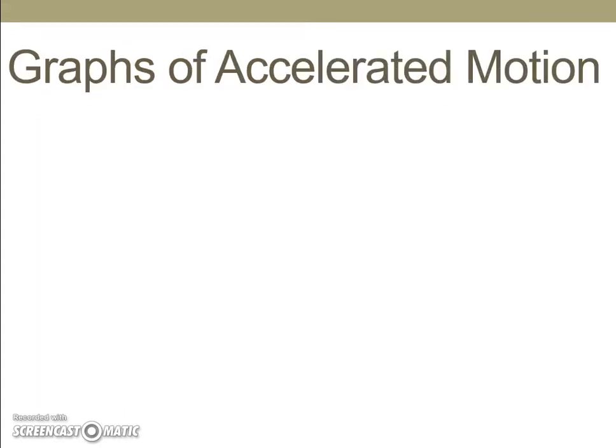Now moving on, there's one more thing I want to cover, and then we'll hit some highlights during class. Some graphs of accelerated motion. We are moving on to what's considered to be a velocity time graph. So we have velocity on our y-axis, our vertical, and we have time on the x-axis, our horizontal. Now remember, I said time is always independent. It will always be on the x-axis.